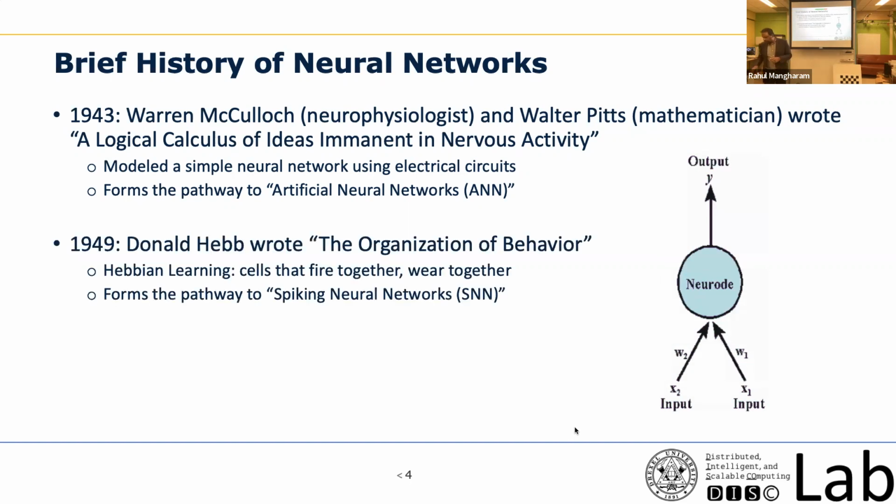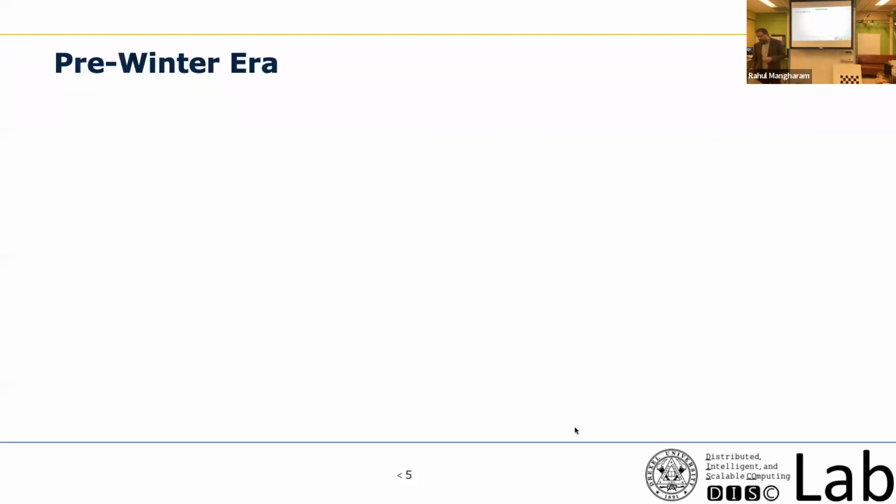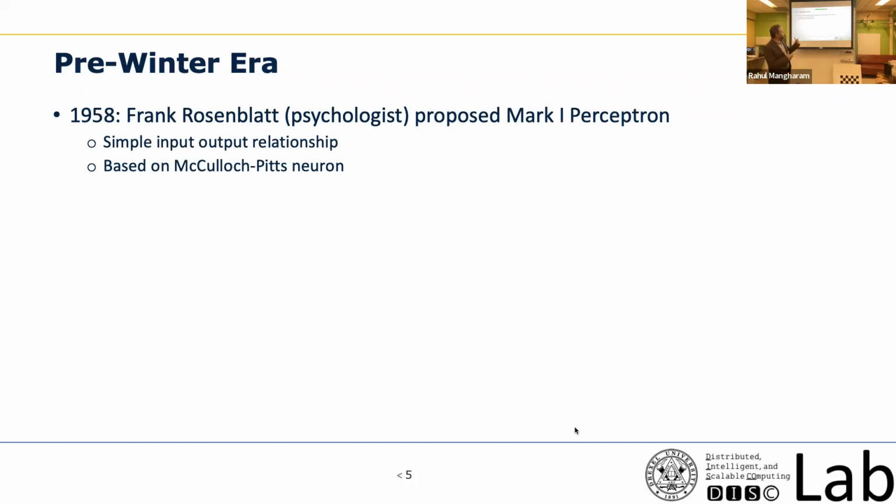But very soon, in 1949, Donald Hebb wrote a paper called The Organization of Behavior. And there he described certain principles from the brain that today form the pathway to spiking neural networks. So even though spiking neural networks may be thought of as a newer concept, it has its roots long back. It didn't come out into light so much, and I will explain why in the next few slides. But it used to be around the same time when both the artificial neural networks and the spiking neural networks came into being.